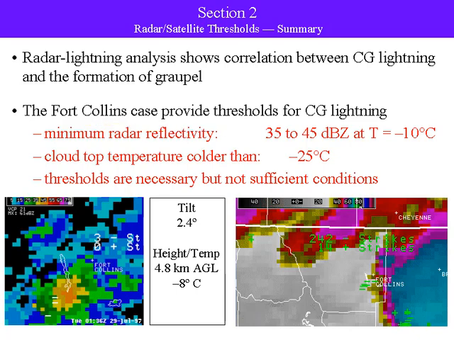For 95% of the country, we want to look for 35 to 45 dBz echoes at or above the -10 C level, and we want to look on the IR data and find cloud top temperatures colder than -25 C. Like I say, this is true for about 95% of the country.